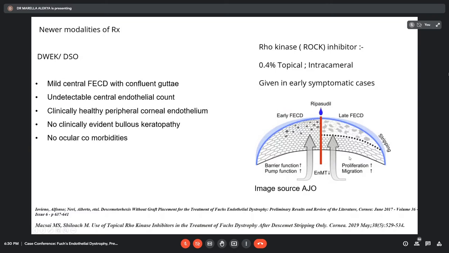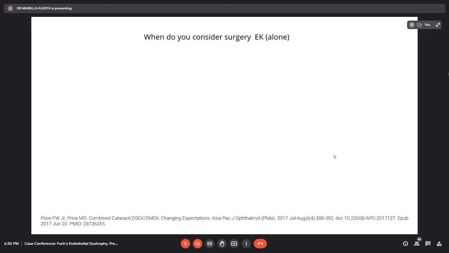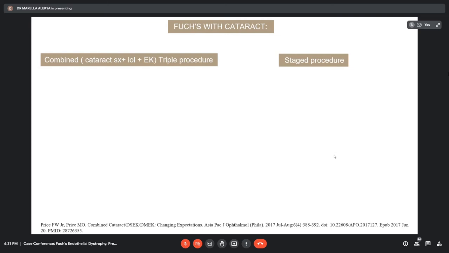And coming to the surgery, when do you consider endothelial keratoplasty? Endothelial keratoplasty is done in visually significant cases of Fuchs' endothelial dystrophy, and endothelial keratoplasty alone is done in younger patients less than 50 years without any cataract. In cases of Fuchs with cataract, we can either do a combined surgery or a staged procedure.